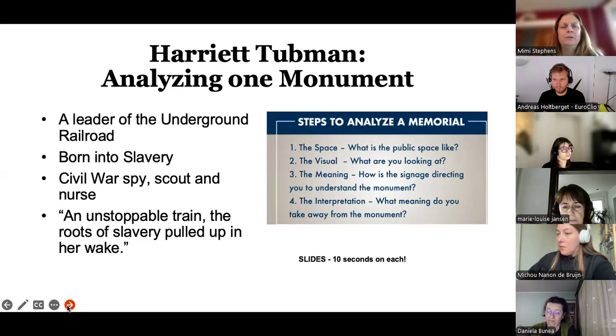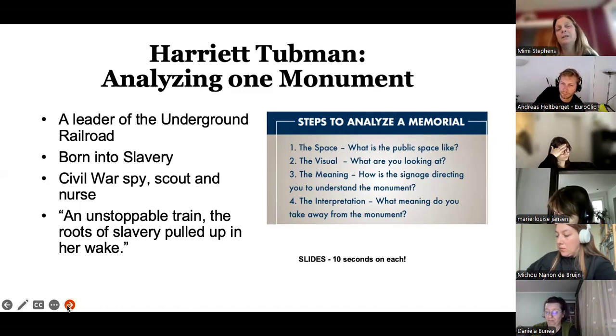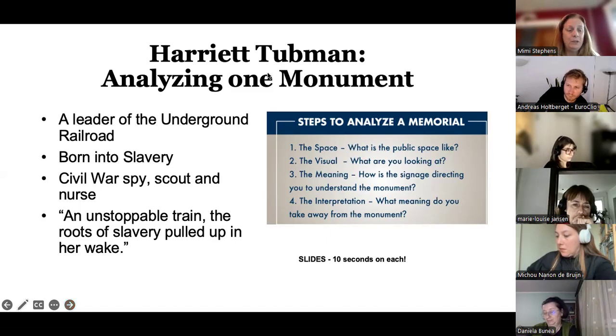So you can get all of that information there, but just know that she was a leader of the Underground Railroad, which was a way for enslaved peoples to escape slavery and go to the north. She was born into slavery, and she's really well known for leading the Underground Railroad, but she also was a spy in the Civil War. So she has a very rich history also related to the Civil War. And I think she's well worth learning about if you're going to be talking about some of these monuments. And so again, what I'm going to do now is stop sharing and show you this framework.